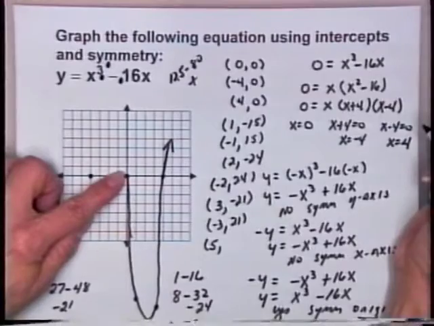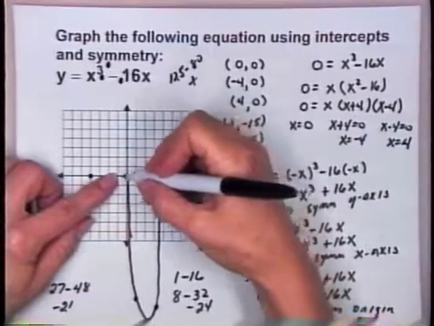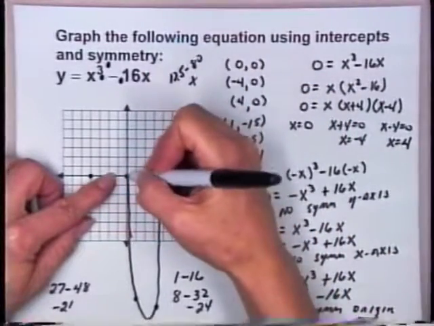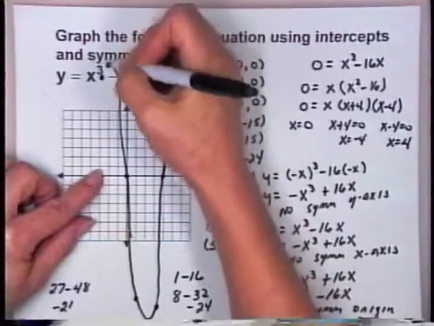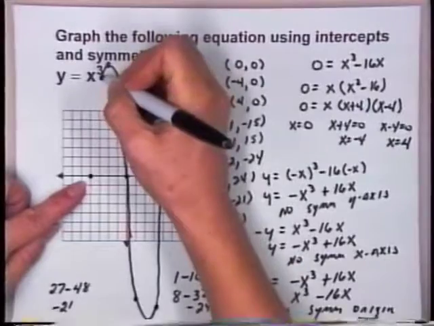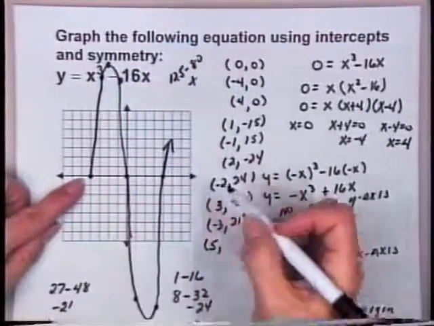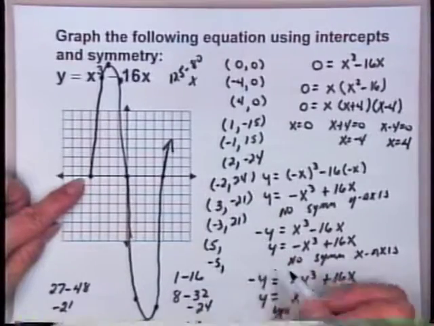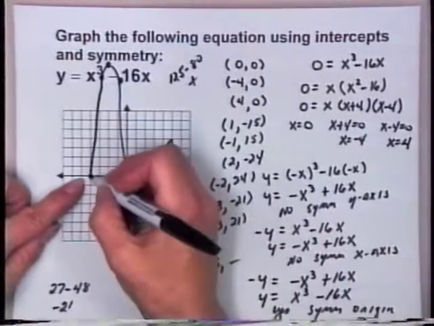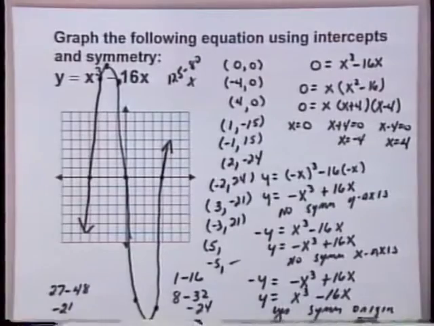Now, I'm going to do from 0 going this way. Negative 1, I'm there. So I'm going to connect these points. And then negative 2, I'm here. Negative 3, I'm here. Negative 4, I'm here. And what do I know? Since I got a positive answer for positive 5, if x is negative 5, I'm going to get a negative answer. So the graph is going to keep coming down like this.